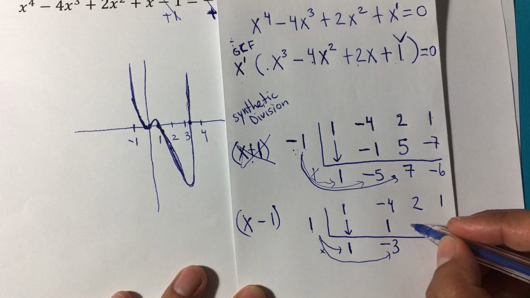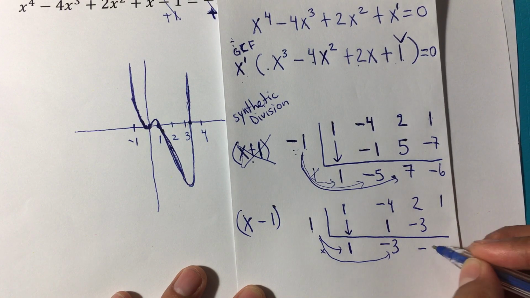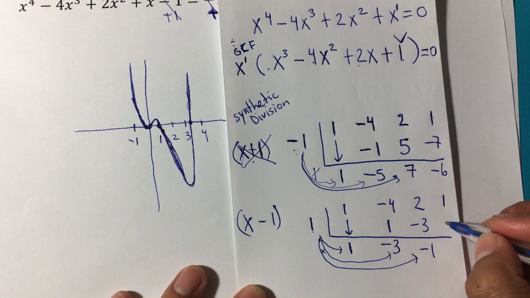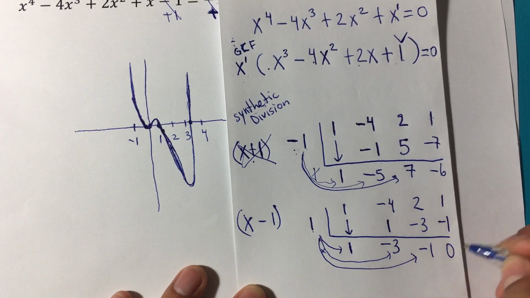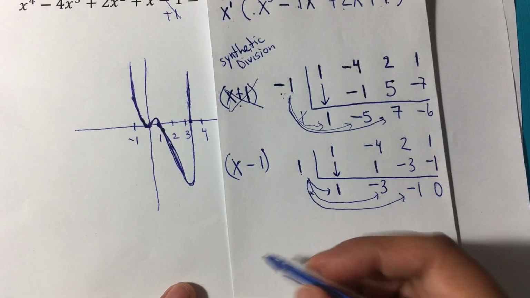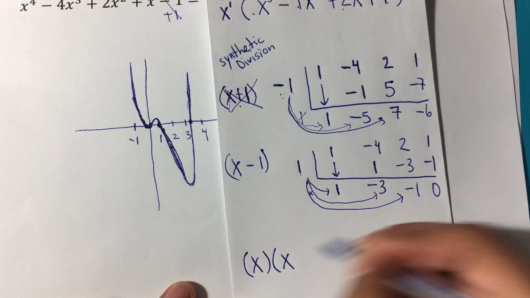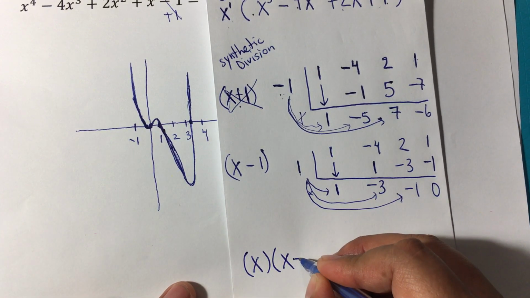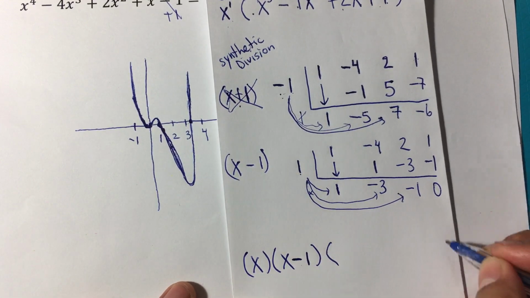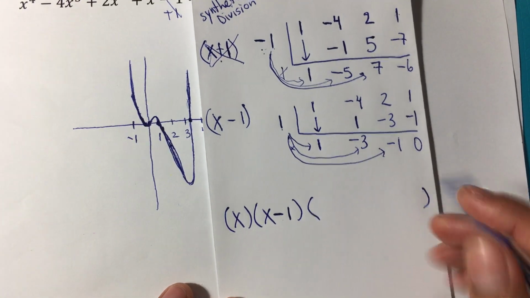1 times -3 is -3. Combine: 2 minus 3 is -1. 1 times -1 is -1. Combine is 0. So yeah, that's another factor. We have the x. That's one of the factors. We have x minus 1 because we got 0 in here. That means that it's a perfect divisor, giving us a whole factor without fractions. And so this is how you do it.